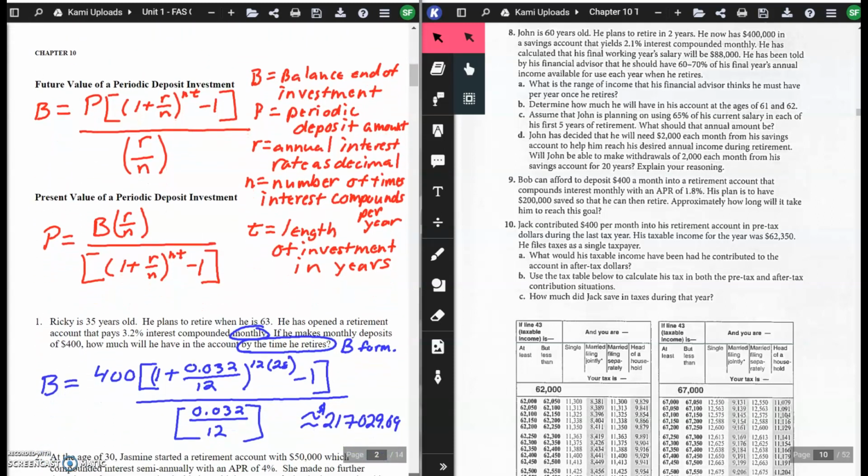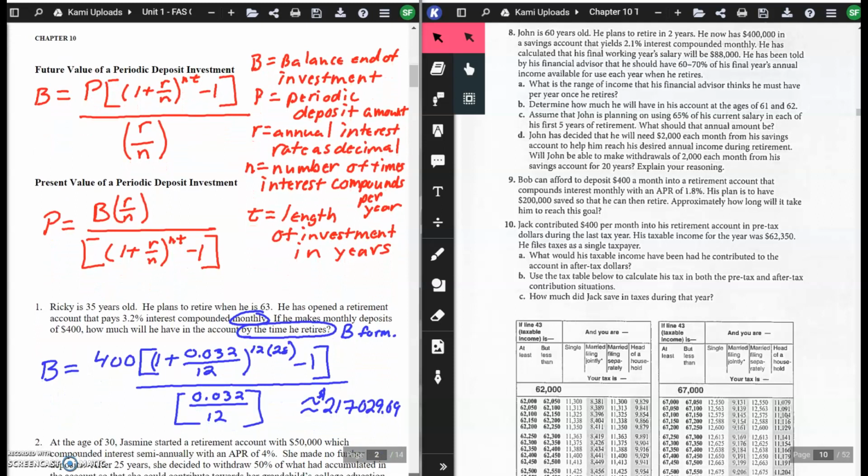We have two formulas that we're going to be using. We have a future value of a periodic deposit investment, and we have a present value of a periodic deposit investment. The formulas look very intimidating, but they are not too bad because the values are set. So all you do is you plug in your numbers, put them into the calculator, and it basically shoots out the answer for you, as long as you know what each letter means.